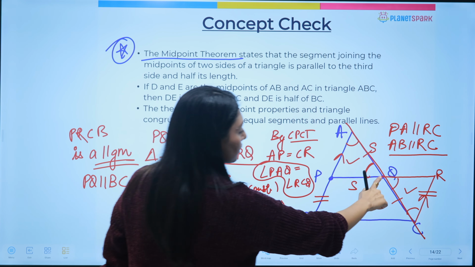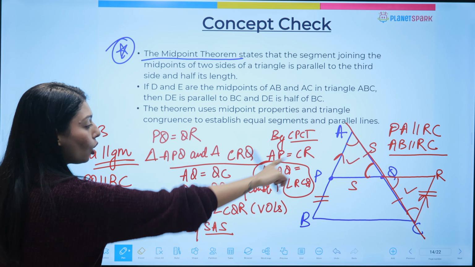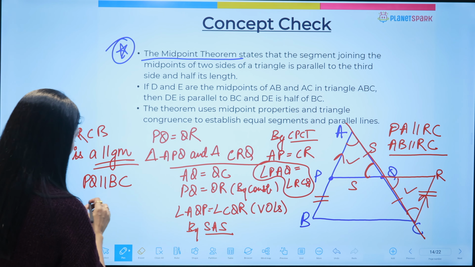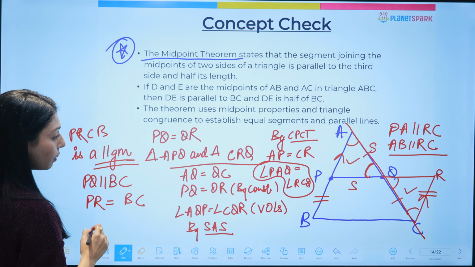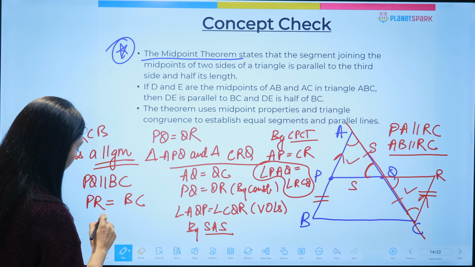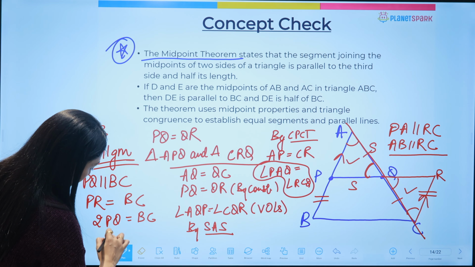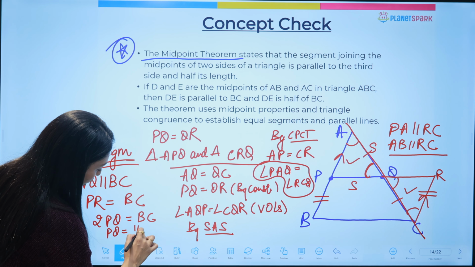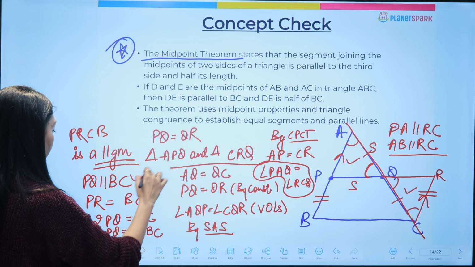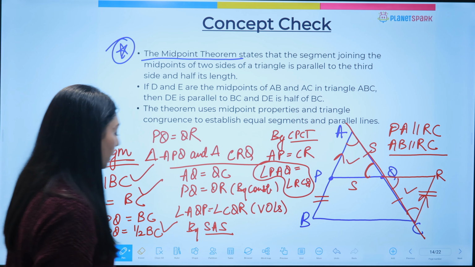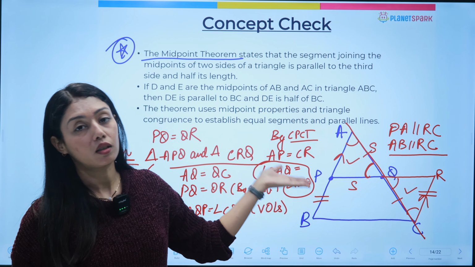Tell me, Q is the midpoint here, PQ and QR are equal by construction, and opposite sides of a parallelogram are equal. So I can say PR is equal to BC. PR is made up of what? PQ and QR, both are equal. So 2 times PQ is equal to BC. That means PQ is equal to what? Half of BC. So both the results are proved here. PQ is parallel to BC and PQ is half of BC. And that is the proof of the midpoint theorem, everybody.